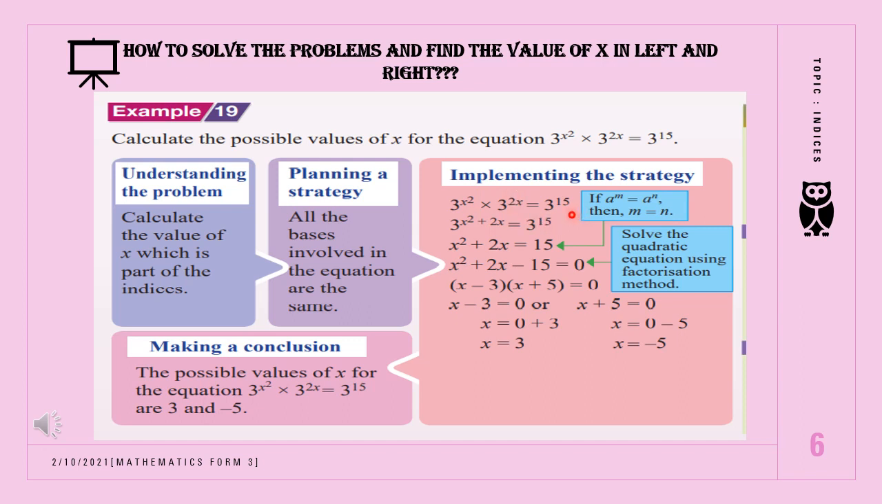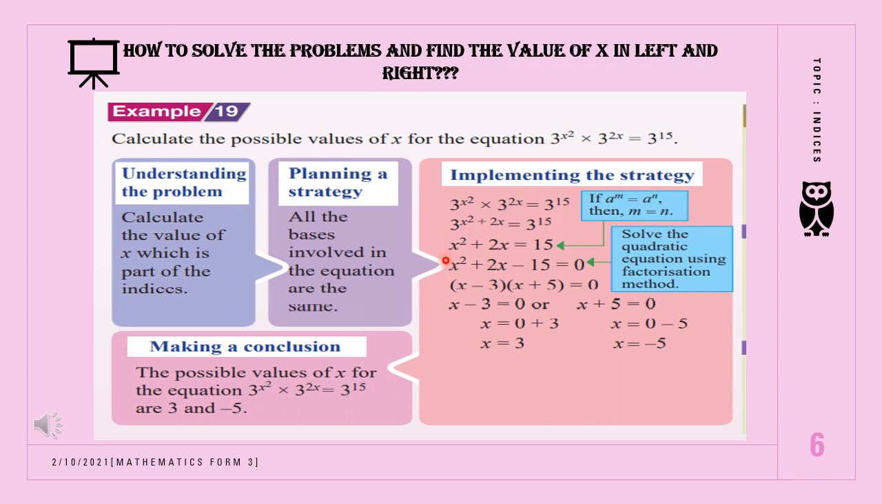Calculate the value of x, which is part of the indices. Number 2, planning a strategy. All the bases involved in the equation are the same. And number 3, implementing the strategy. Okay, this one we need to see one by one. Write down the question first. 3 power of x power of 2 times 3 power 2x equal to 3 power of 15.